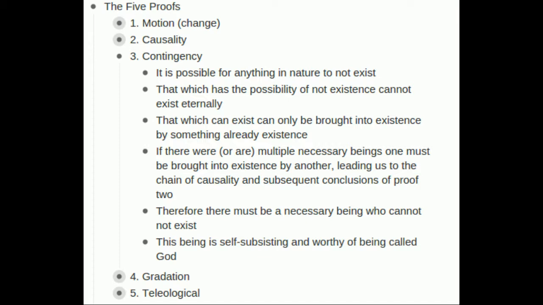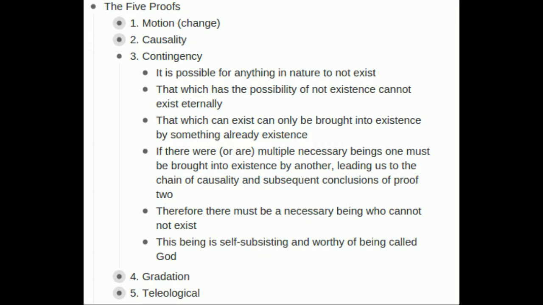Contingency. It is possible for anything in nature to not exist. Okay? It is possible for you to not exist. It is possible for me to not exist. It is possible for your book that you just threw at the lamp to not exist. All things that we observe in the natural order have the potential of not existing. That which has the possibility or the potential of not existing cannot exist eternally. That which can only be brought into existence by something already in existence.